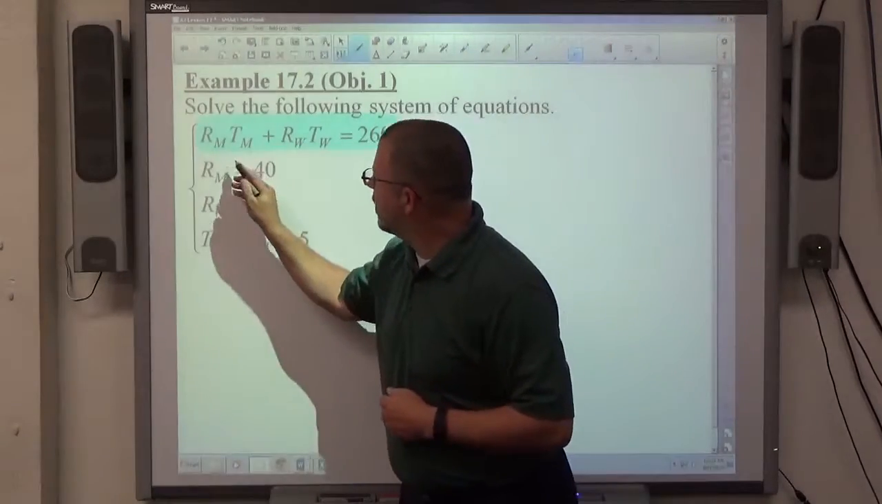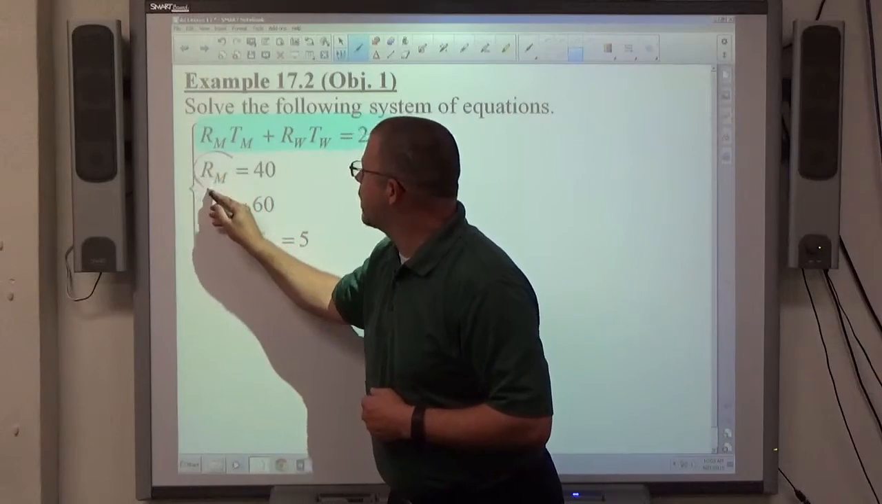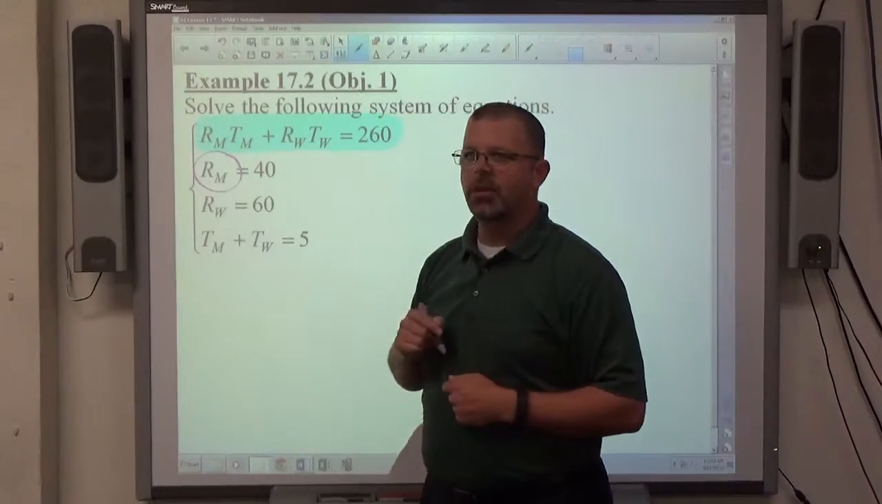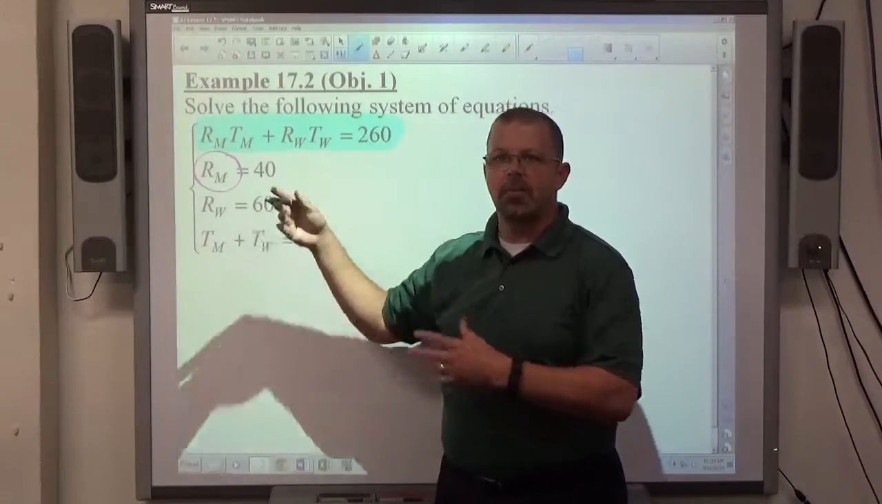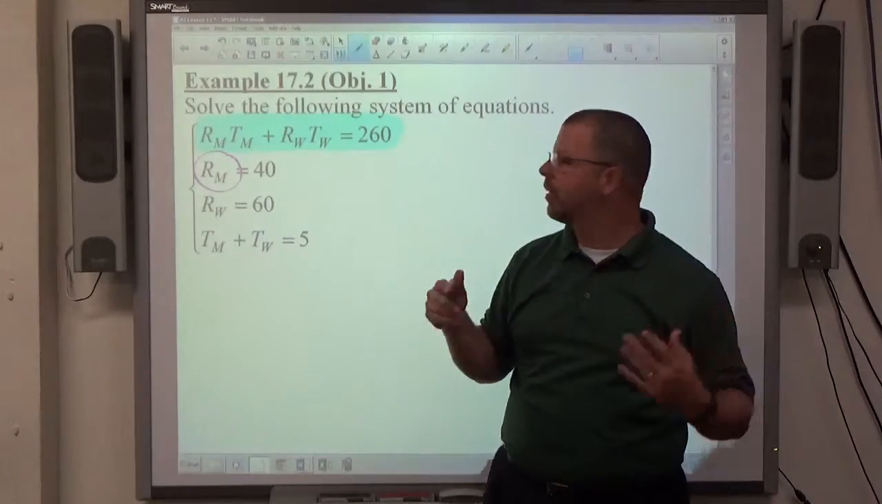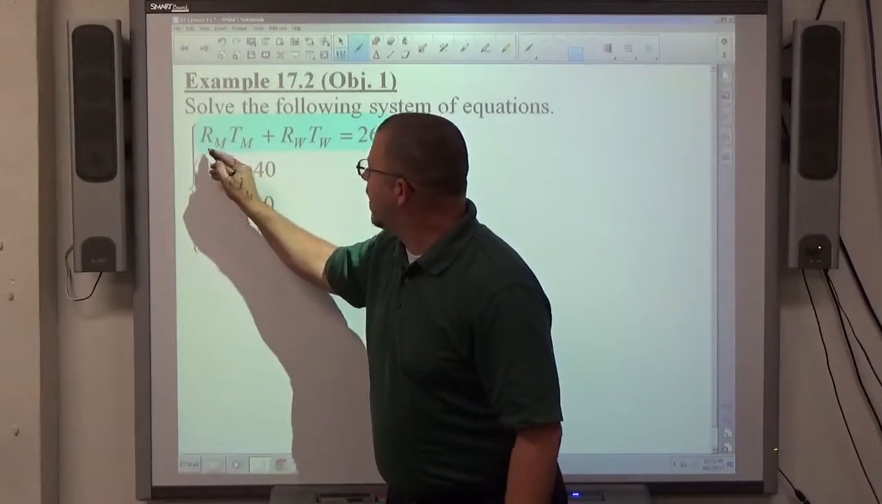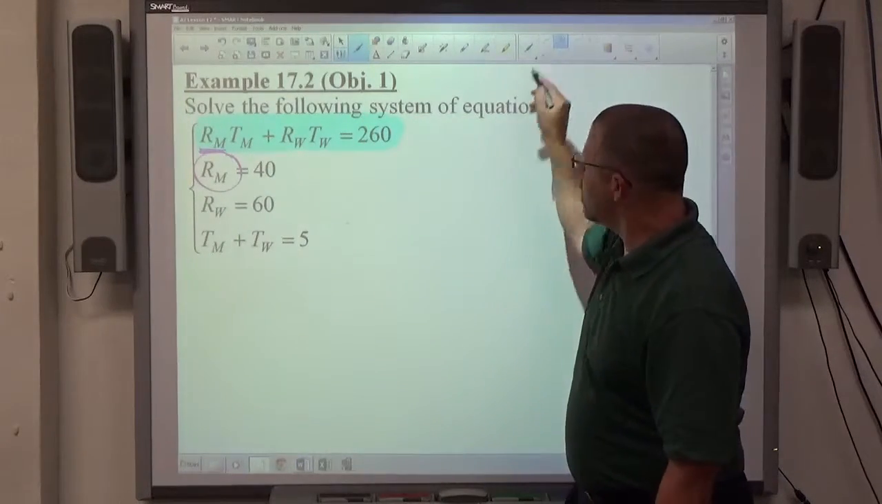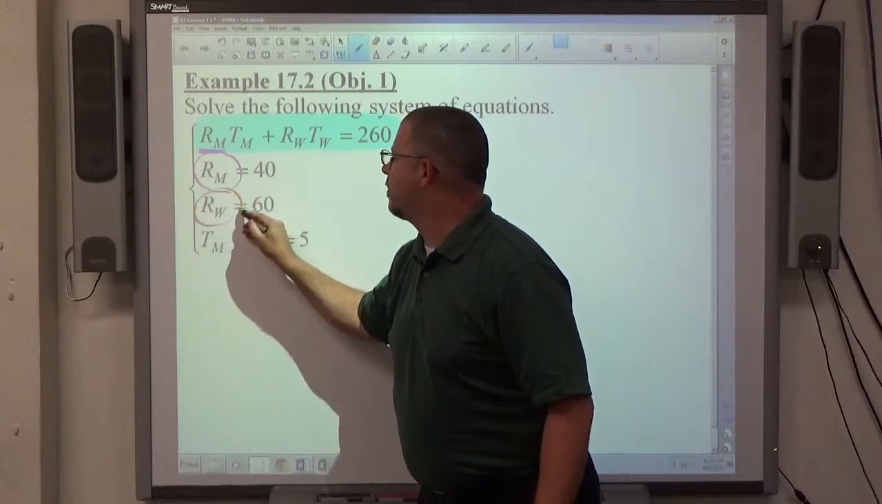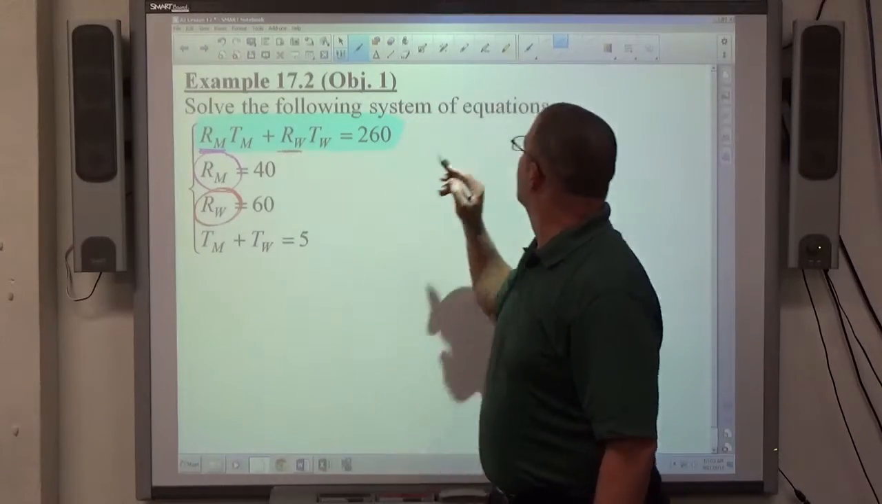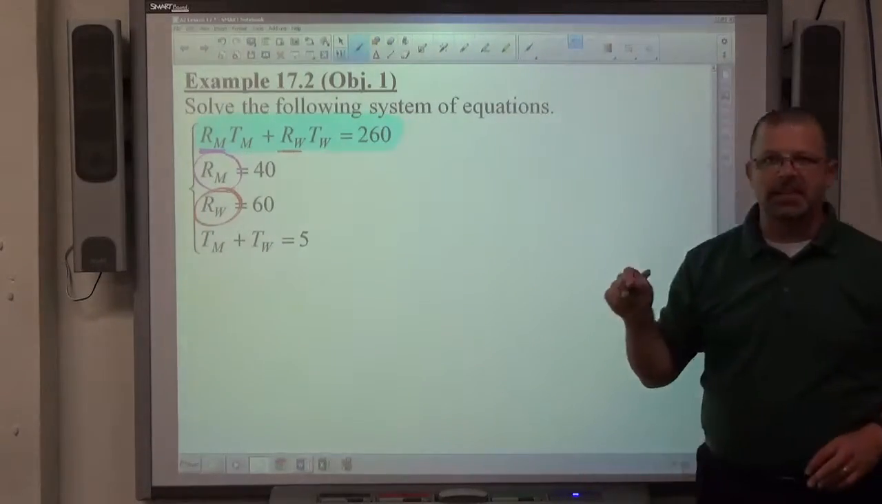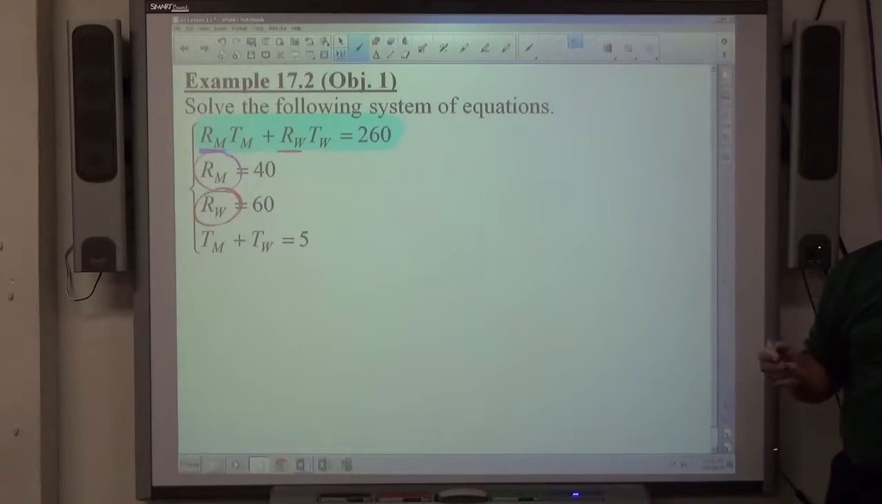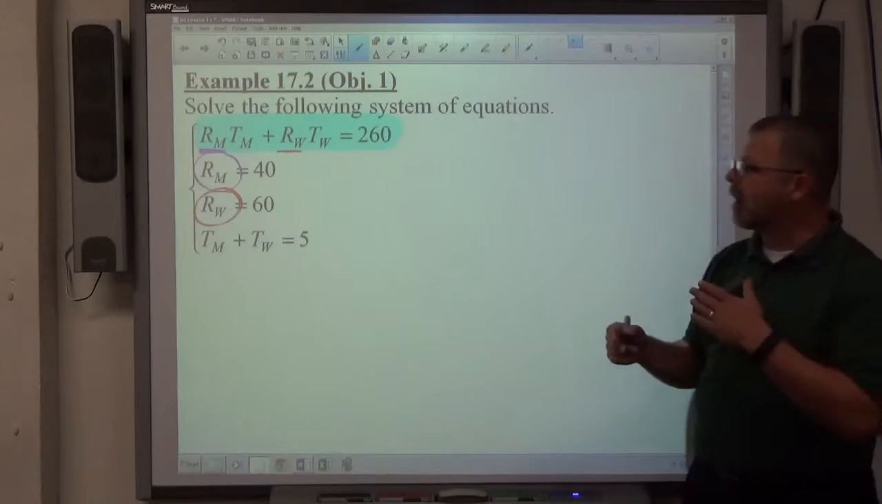What I'm looking for specifically is one of the things in the top equation equals something else. It doesn't matter if it equals a number or an algebraic expression, just that it equals something else. So R sub m equals something, so R sub m can be substituted. R sub w is equal to something, so R sub w can be substituted. The bottom equation doesn't say T sub m equals or T sub w equals, so that one's not good. So we need to modify this one.